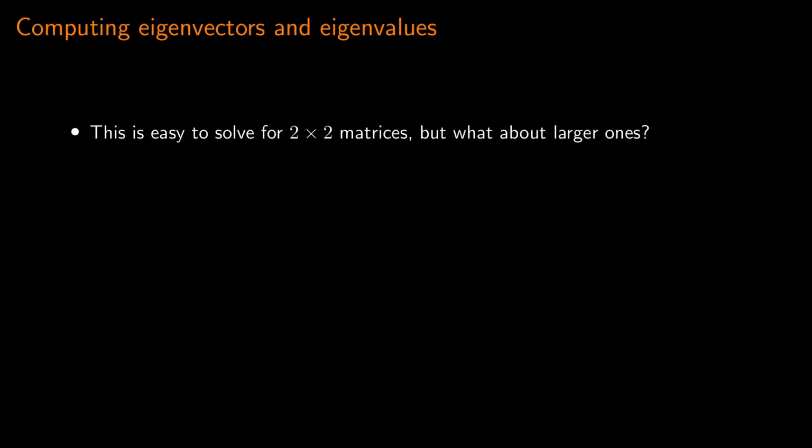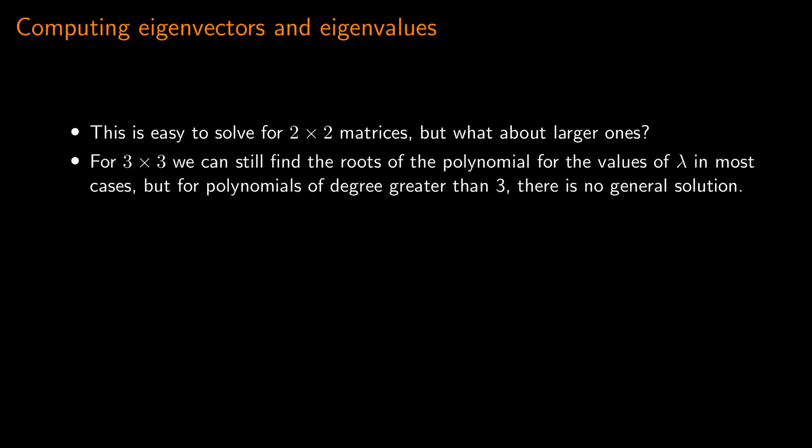Okay, so that was pretty straightforward for a 2 by 2 matrix. What about a larger matrix? Well, for 3 by 3, we could still find the roots of the polynomial for the values of lambda, in most cases. But for polynomials of degree greater than 3, there is actually no general solution.